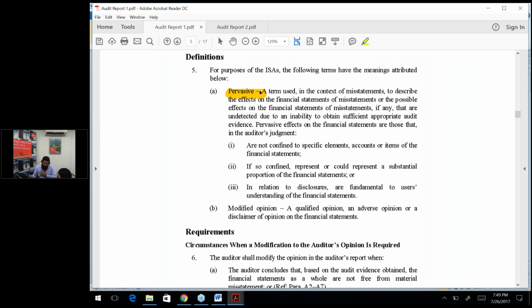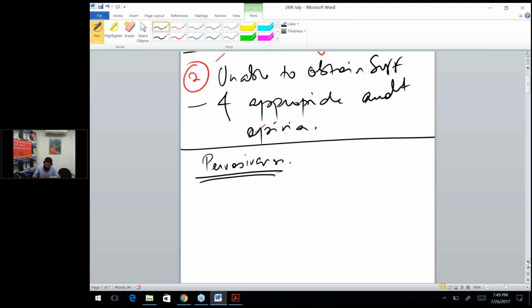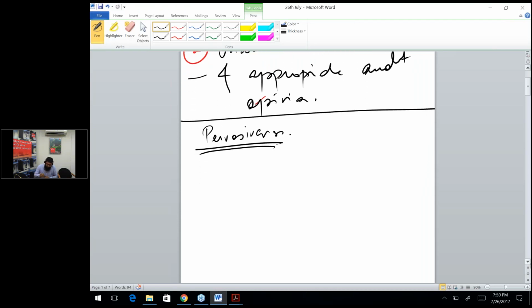It says, in the context of misstatements, to describe the effects on the financial statements of misstatements, or the possible effects, if any, of misstatements that are undetected due to inability to obtain sufficient appropriate evidence, the pervasive effects on financial statements are those that, in the auditor's judgment... Now, I'm going to explain what pervasiveness is. Whenever you are modifying the opinion, the opinion is going to be modified on some specific matter.